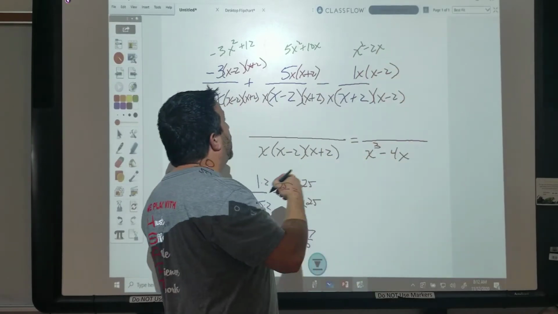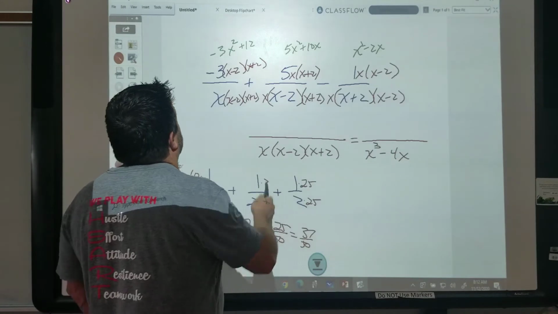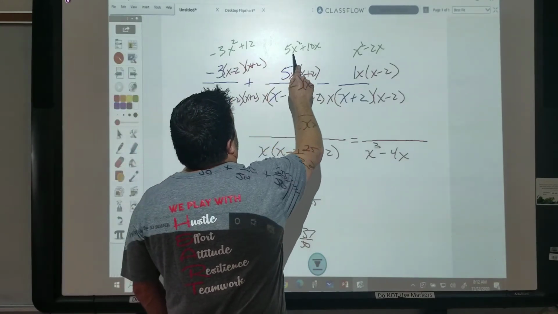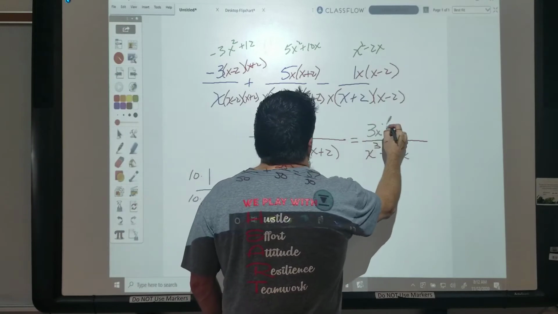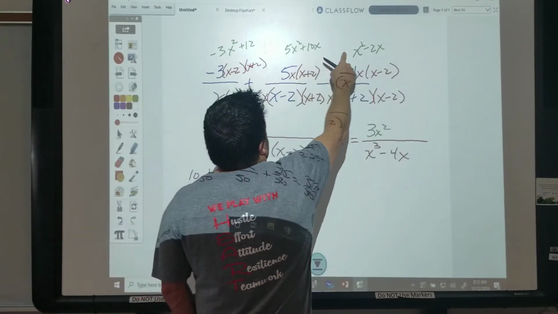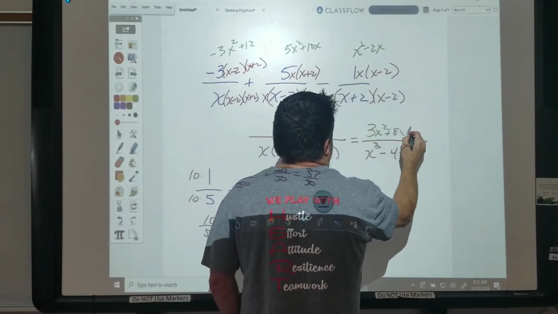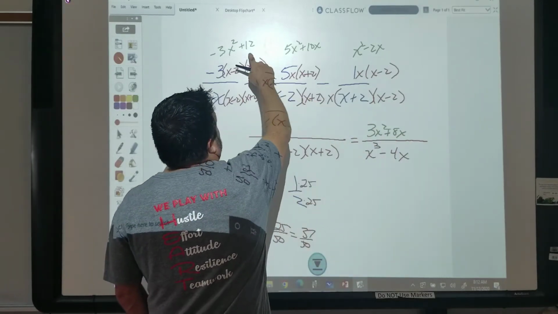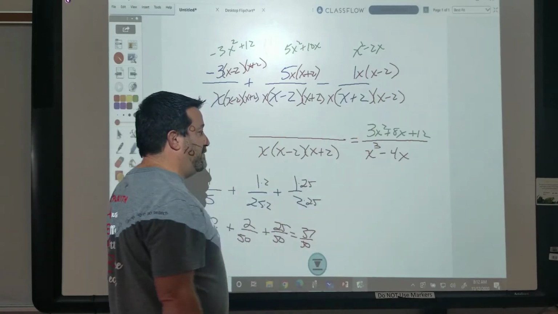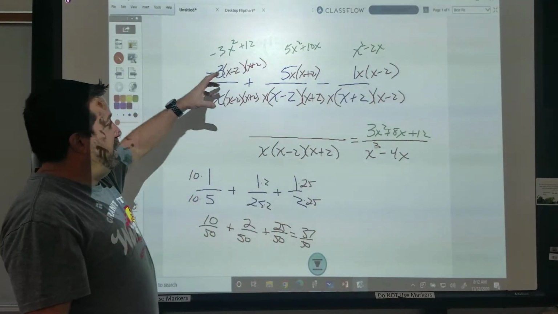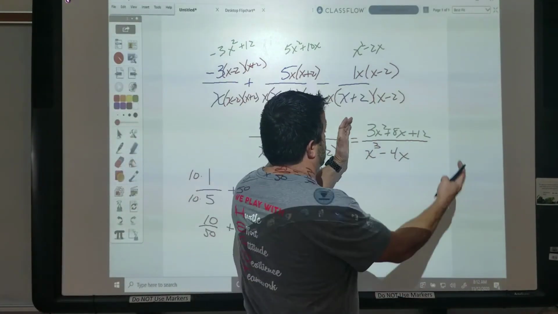And then you could combine your like terms together. I've got a negative 3x squared plus 5x squared plus x squared. I think that is 3x squared. I've got a 10x and a minus 2x, so that'd be plus 8x. And then I have a 12. I think I've done that correctly, but hopefully you get the idea either way that that is what I'd have to do to combine it into one fraction.